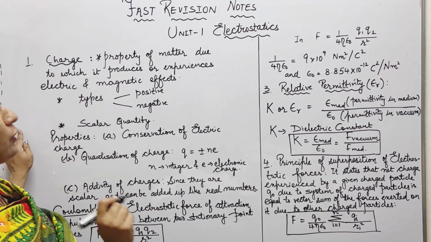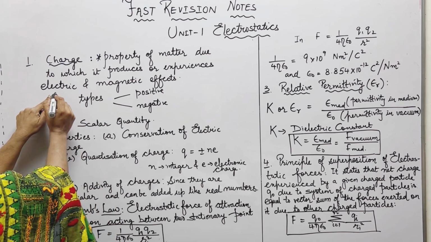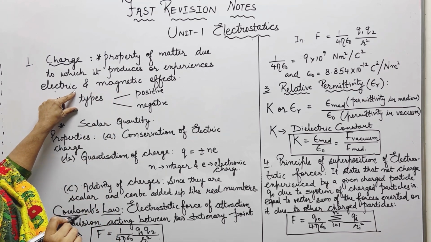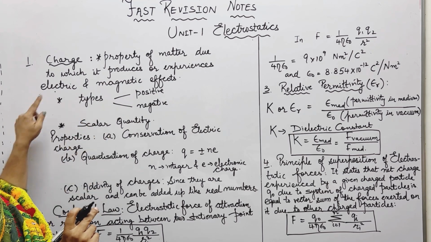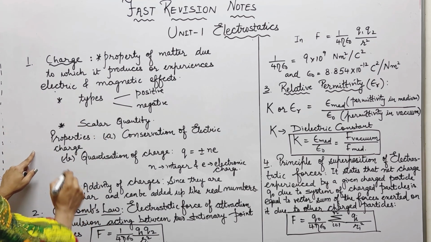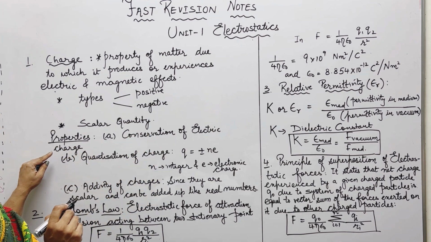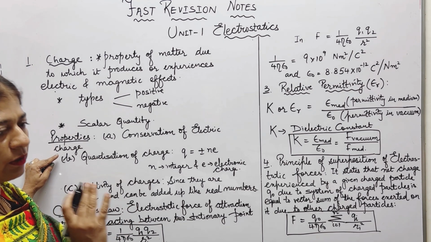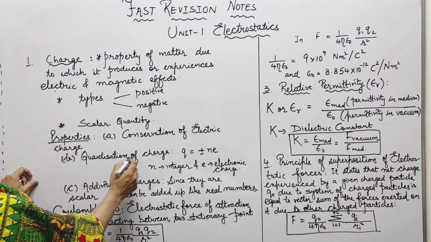Charge is a property of matter because of which it experiences electric or magnetic effect. It is of two types, positive and negative. Charge is a scalar quantity. And its properties: it follows the conservation of electric charge. Charge can neither be created nor destroyed. It remains constant. Quantization of charge.